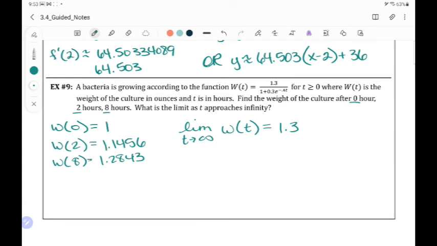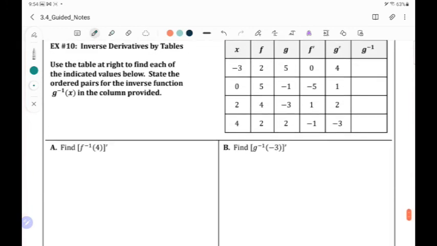And then the answer is going to be 1.3 every single time. It does make sense if you think about it, because you've got 1.3 over 1 times a tiny number in the bottom, so it's just going to be getting closer and closer to 1.3. Basically, we have an asymptote there. So the limit is going to 1.3. That's the answer.